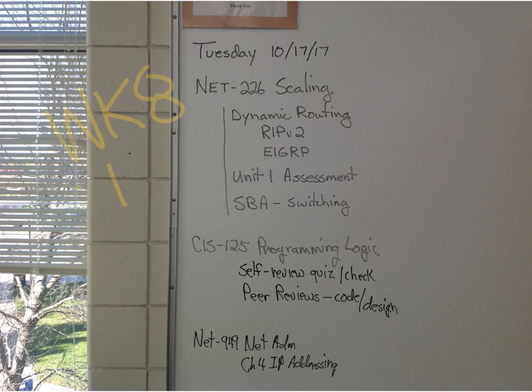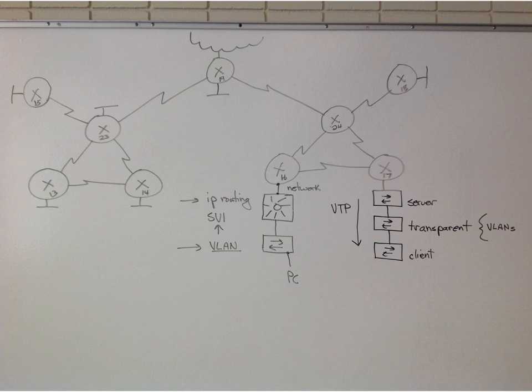and this is Tuesday. Scaling, we looked at the configuration, RIP version 2, and then we looked at EIGRP. We went through the assessment, and then we looked at the skills base. We left the network intact, so we have this available to work on in terms of EIGRP on Tuesday next week.